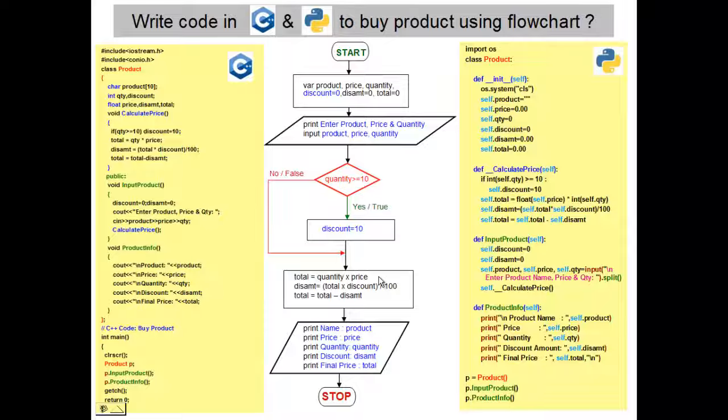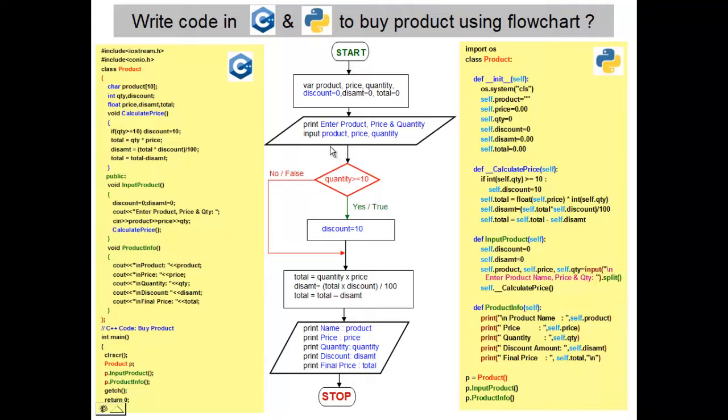Next, this box calculates the price. So total price, and if discount is available then minus the discount value. Now finally, print the product info. So product name, price, quantity, discount amount, total or final price, and the flowchart stops here.